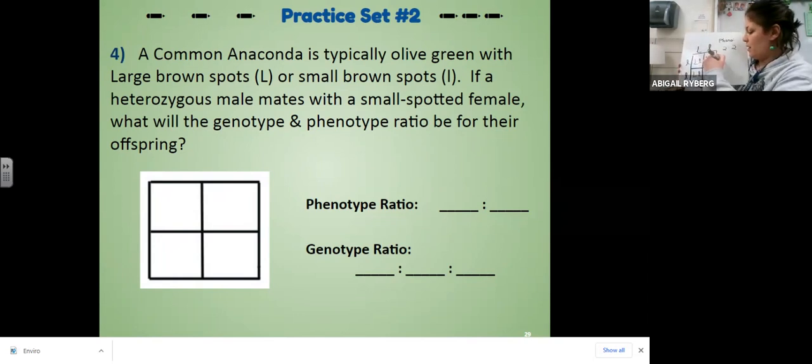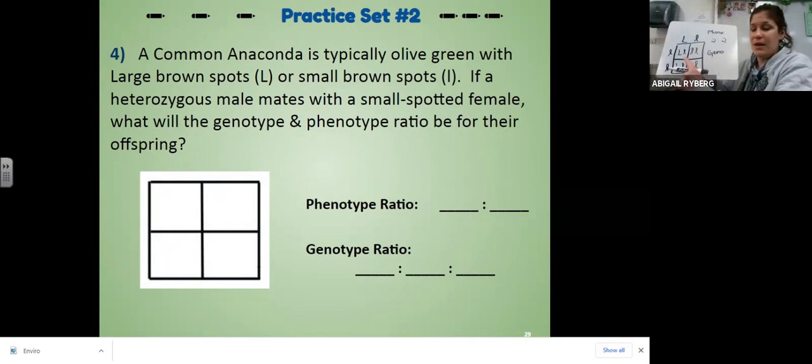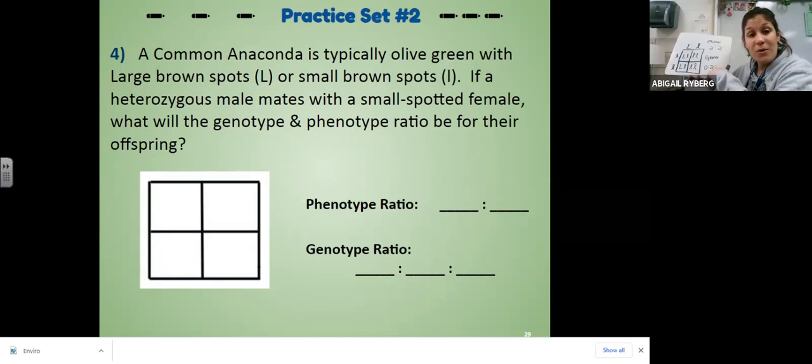In my genotype ratio, remember there's 3 options. First we look at how many individuals are homozygous dominant, and there's none that are big L, big L. So remember, put a 0. You've got to put that 0. The next number is how many individuals are heterozygous, big L, little l. So I have 2 here that are heterozygous. And then the last one is homozygous recessive. And I have 2 individuals here that are little l, little l.